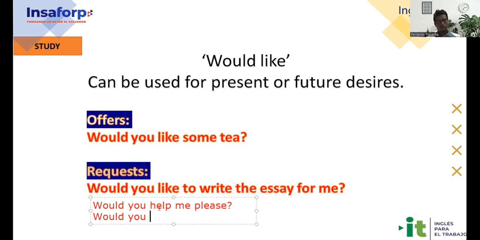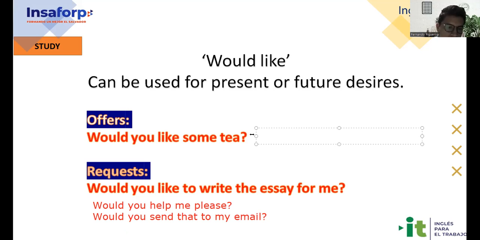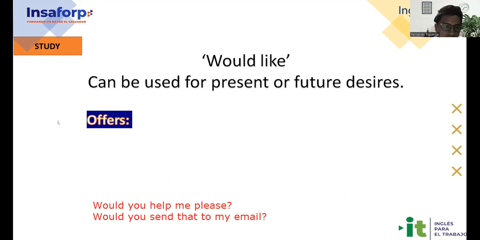Will you send that to my email? Acá yo estoy pidiendo algo y acá estoy ofreciendo algo. So, would you like some tea? Would you like chicken? Let's say, would you like a salad or would you like a hamburger? Y acá yo hago una petición. Would you send that to my email, please? Entonces, nada más lo que tenemos que tener ahí en cuenta es la estructura.